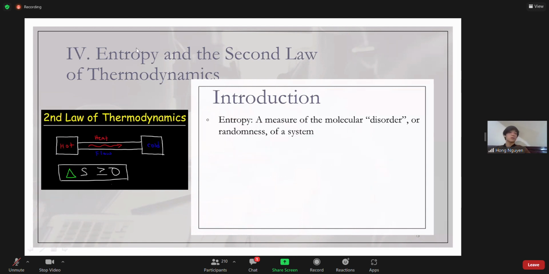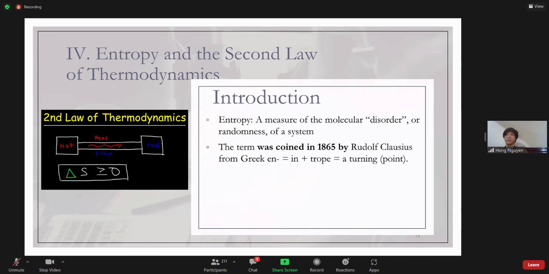If you look in most of the books and references, it will say that entropy is a matter of the molecular disorder or randomness of a system. I will talk about the word disorder or the randomness of a system later. But here you should understand that this is a matter of the disorder or randomness of a system.